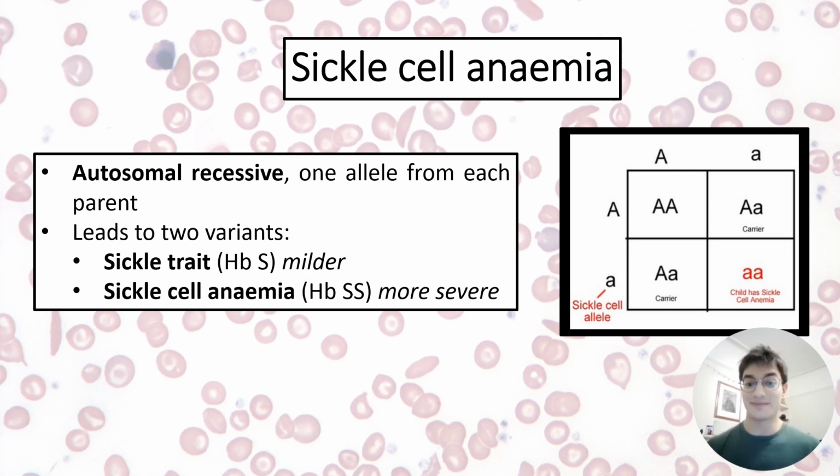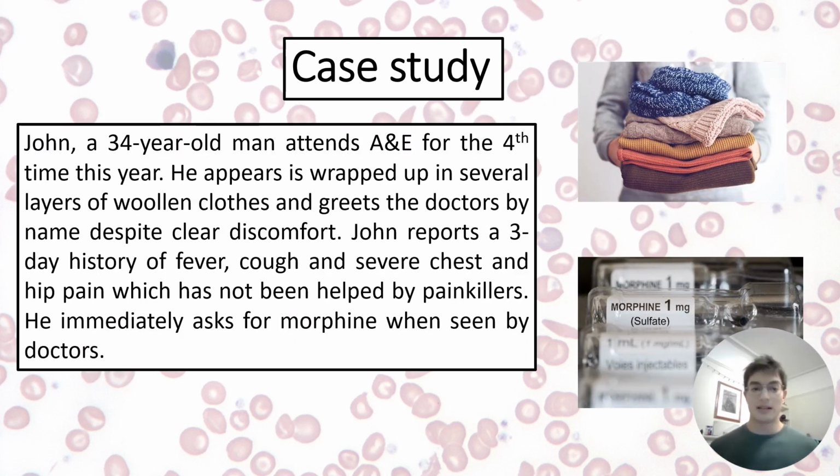There's lots of different ways that sickle cell can be seen in hospital. This is one that I saw myself. Obviously, it's anonymized, but we have John. He's a 34-year-old man, and he comes to his local A&E for the 4th time this year, and he's wrapped up in about 4 woolen jumpers and sort of leggings. He greets the doctors by their first names. They seem to get on very well, and he looks in a lot of discomfort.